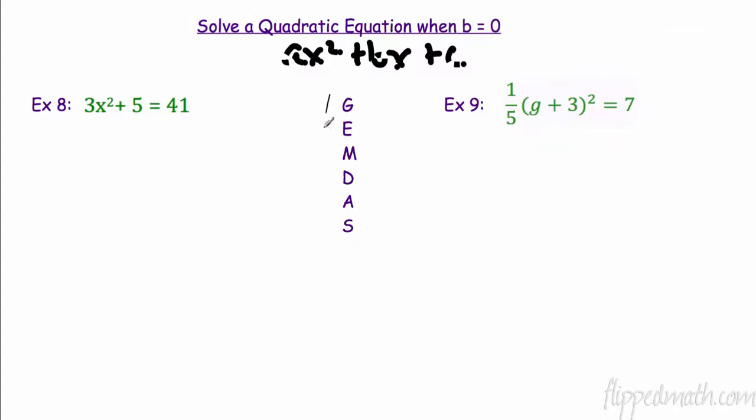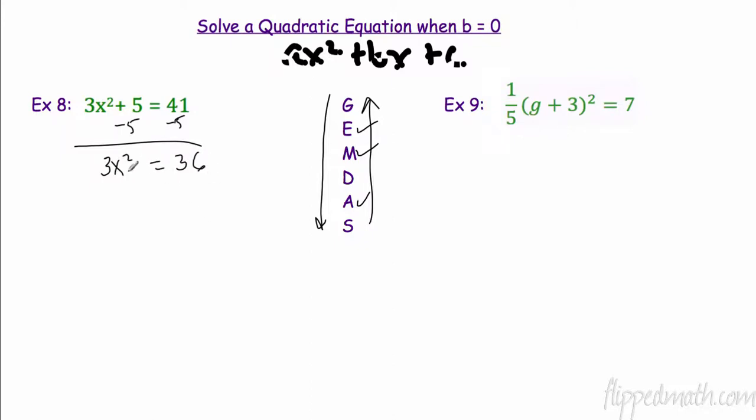When I simplify, I do my order of operations straight down. When I solve, I generally do them backwards. So right now I have an exponent, I have a multiply, and I have add 5. So I want to go backwards. The opposite of adding 5 is subtracting 5. So now I have 3x squared equals 36. Opposite of multiply by 3, divide by 3. X squared equals 12. The opposite of squaring is taking the square root.